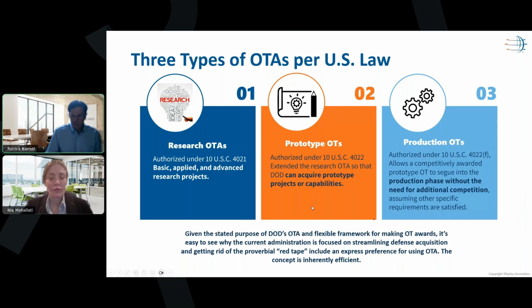And those prototype OTAs have obviously the specific definition of what can and cannot be acquired through a prototype. And then once that prototype is complete, the government can actually sole source into a production OTA. So that production OTA does not require any type of additional competition. I'm going to keep using the term flexibility, but really what OTAs are all about is getting rid of all the red tape, creating a flexible approach that allows the government to put capability on contract quickly. And we'll go ahead and go to the next slide.